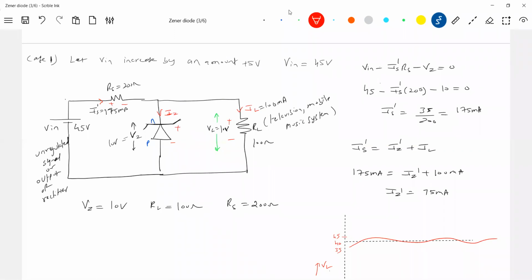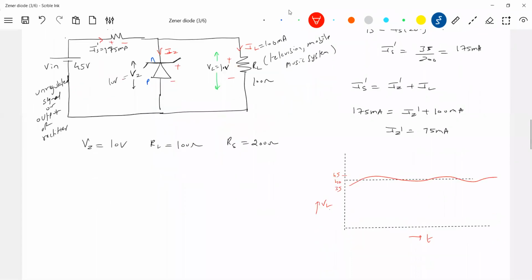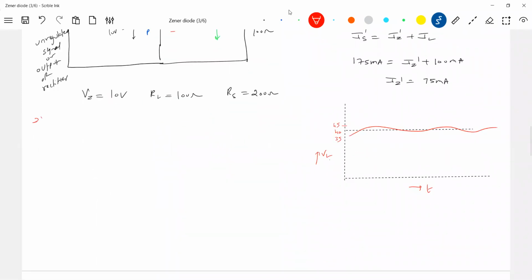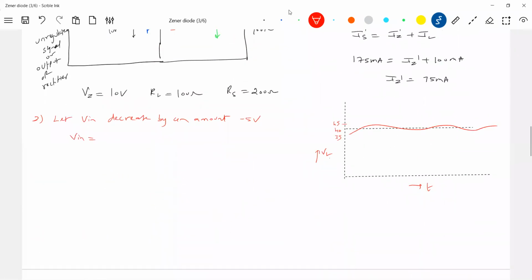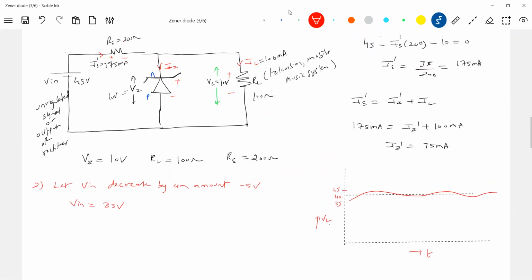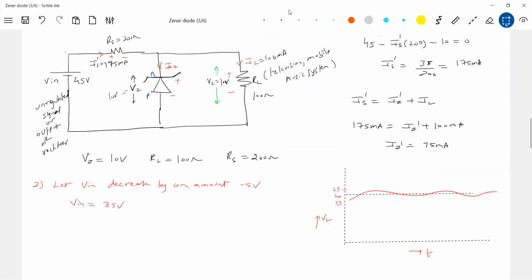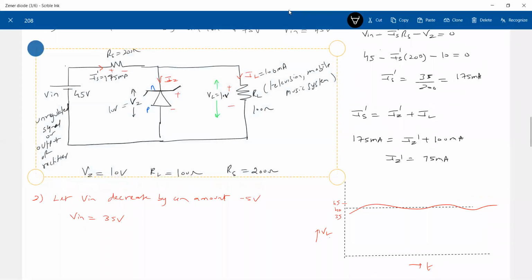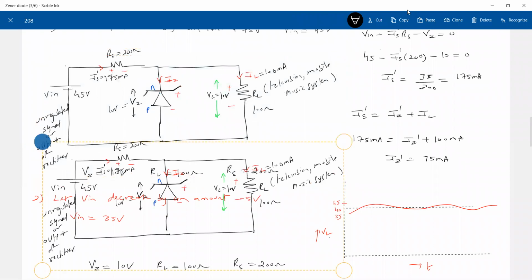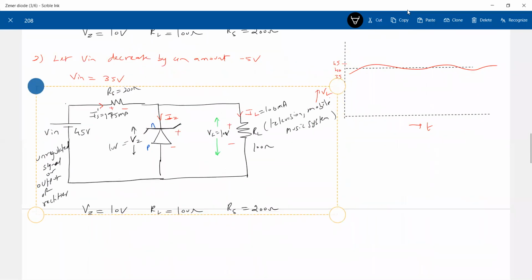Okay, let Vin decrease by an amount, minus 5 volt. Second case, minus 5 volt. So if Vin becomes 35 volt, what changes will it bring in the circuit? All the values are the same. You can't change the Zener diode. You cannot change RS, because they are inside the equipment. Over, finish. Nothing is there.